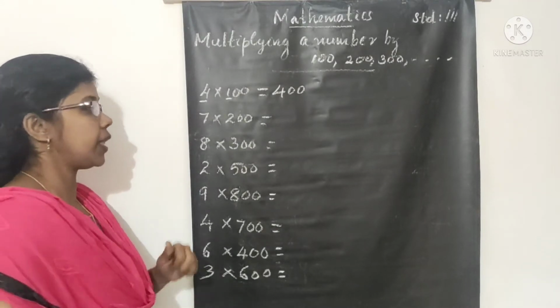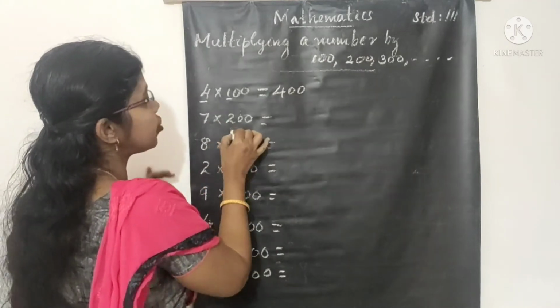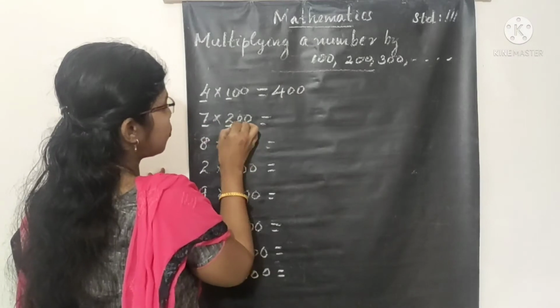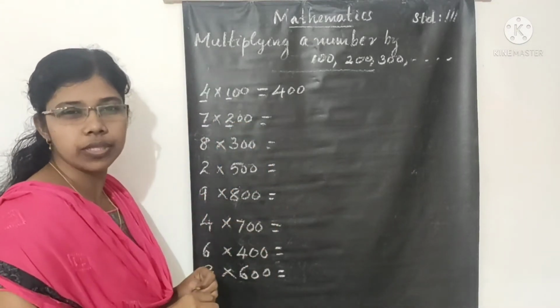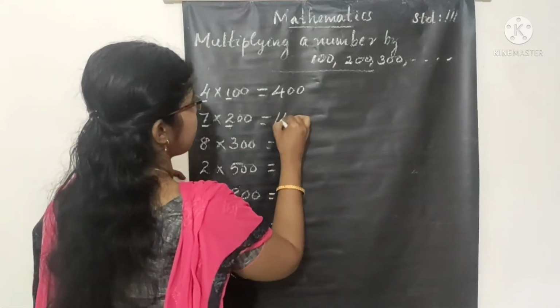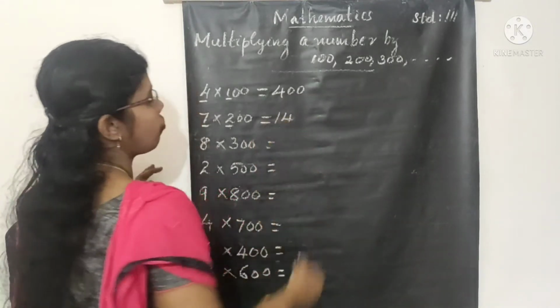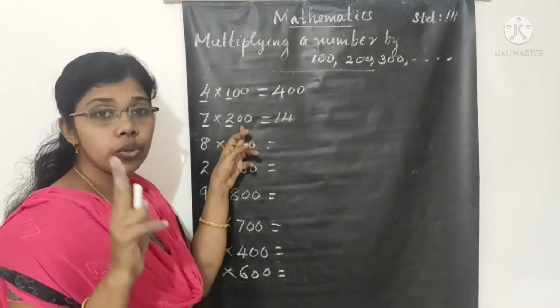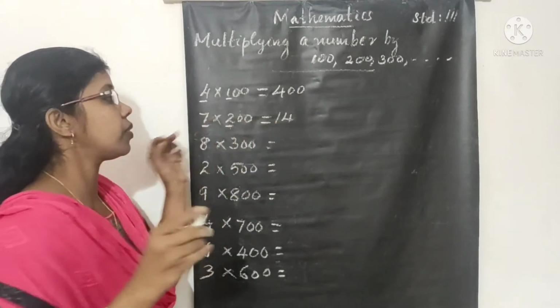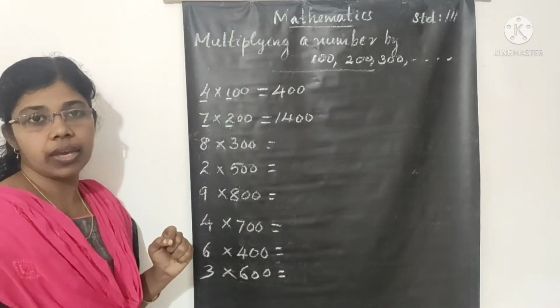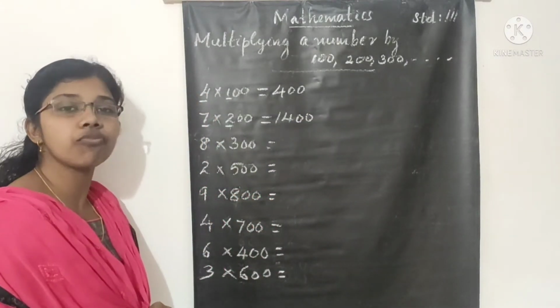Then next, 7 into 200. What is the answer? 7 into 2, using the multiplication table: 7 2s are 14. Then count how many zeros here. 2 zeros. Put those 2 zeros on the right side of the product. What is our answer? 1400.